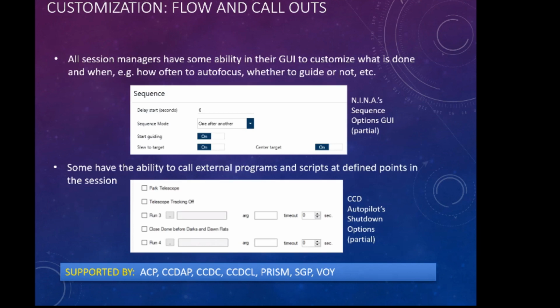All right, customization. They said all these products can automate a session, and they all have varying degrees of ability for you to specify what you want to have happen in what order, or what additional things you want to have happen that the author might not have thought about. So they all have GUIs that let you turn things on or off. Start guiding, slew to target, yes, no, center the target, yes, no. I have a rotator, and so forth. Some also have the ability to call out to external programs. Like this is from CCD Autopilot, and you see the run 3 and the run 4 boxes, and that's where you can click the browse button, pick an external program or script to run, and it will run it at that point in the session.